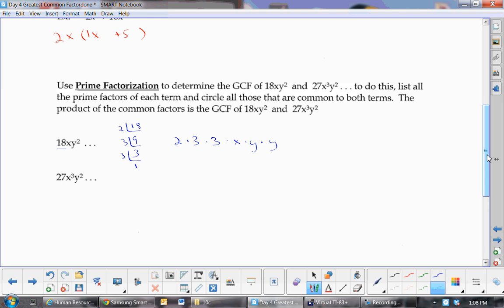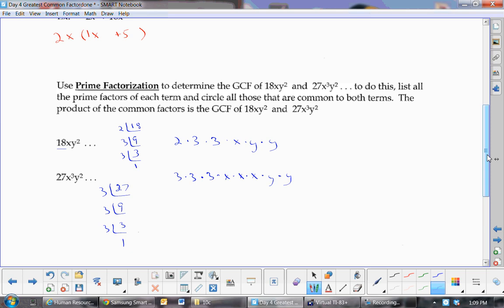Factored out. Prime factorization. You can't break that down anymore. That is the simplest you can get those two. Okay, 27. I put 3. 3 into 27 is 9. I put a 3. That gives me a 3. And then I put a 3, and that gives me a 1. So 27 is 3 times 3 times 3. And we got x cubed, so that's times x times x times x. And y squared is y times y.